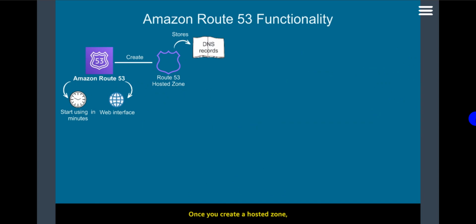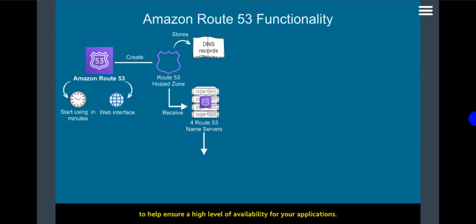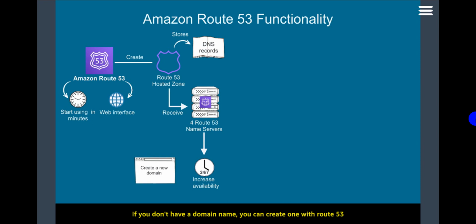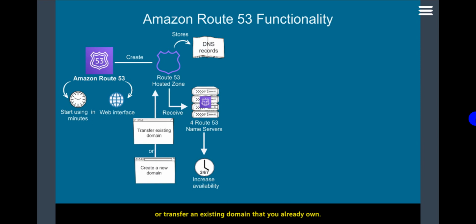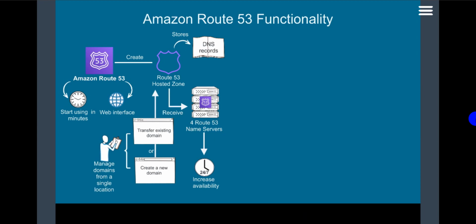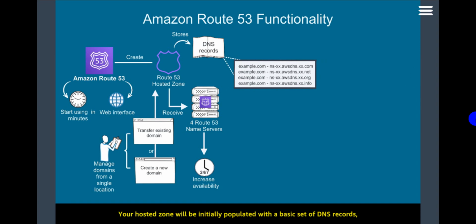Once you create a hosted zone, you receive 4 Route 53 name servers to help ensure a high level of availability for your applications. If you don't have a domain name, you can create one with Route 53, or transfer an existing domain that you already own, so you can conveniently manage your domain names and DNS configuration in a single location. Your hosted zone will be initially populated with a basic set of DNS records, including 4 virtual name servers that will answer queries for your domain.